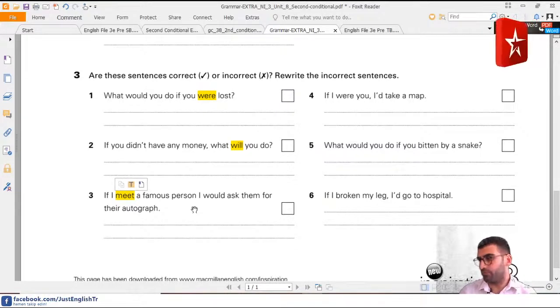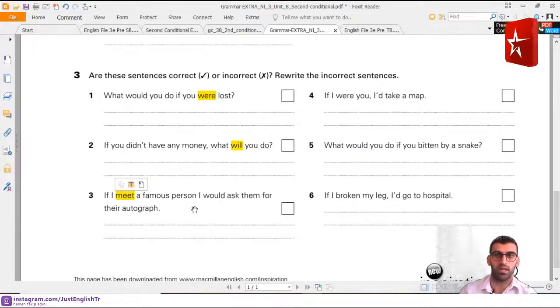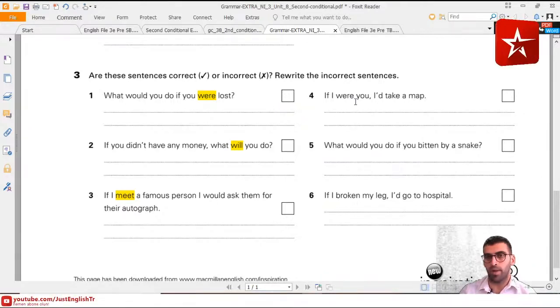Number 4, they say it is correct. Why them? I would ask them. A famous person, I would ask him or her. In general, they use them. That's why. Yes, that's the correct answer, guys. If I were you, I would take a map.